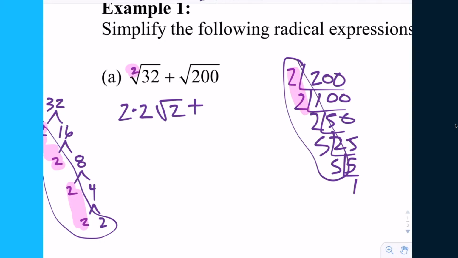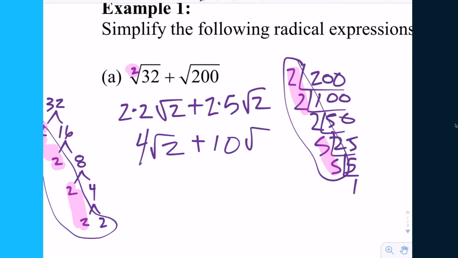We got a pair of 2's, so I could bring a factor of 2 out. I have a pair of 5's, so I could bring a 5 out. And what's left? The 1 doesn't count because it's 1. I have a 2 left, right? So that's going to stay under the radical. So in general, that's how you can split things up. So now you have 4 square root of 2 plus 10 square root of 2. And now we have like radicals. 4 of those plus 10 of those equals 14 of those. And you're done.